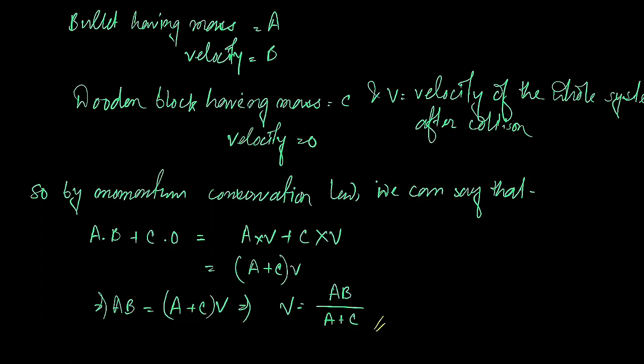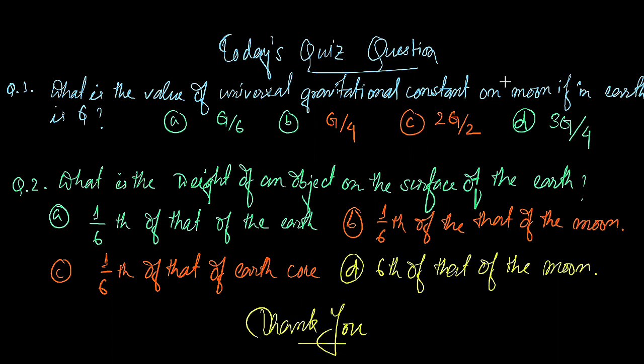Now we will move towards today's quiz question. Here I have given two questions. Those students who give me the correct answers to both questions will be considered the winners. What is the first question saying? What is the value of the universal gravitational constant on the moon if on Earth it is g? Options are given. And what is question 2?